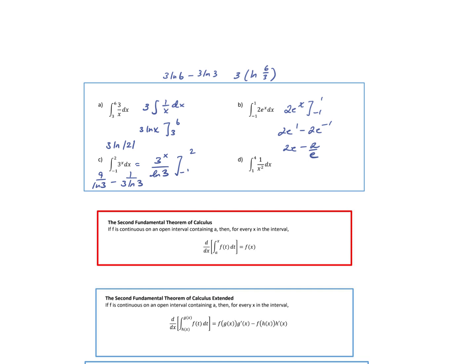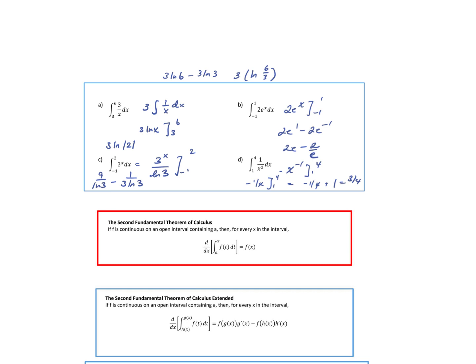And then here we've got x to the negative 2, so go up by 1, you get x to the minus 1 divided by negative 1, from 1 to 4. So it's negative 1 over x from 1 to 4. We get negative 1/4 minus a negative 1, so plus 1, which is 3/4. Okay, so real basic fundamental theorem.